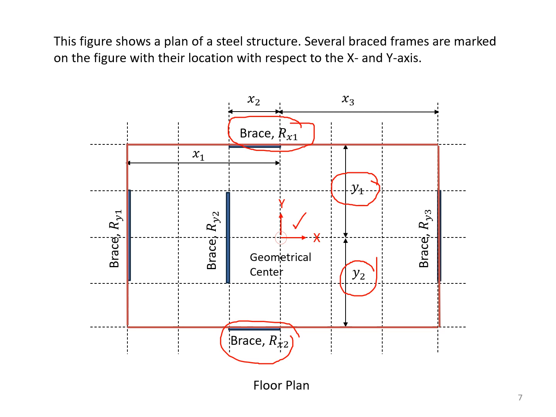And when you look at the y direction, we also have several brace frames with different rigidities and the corresponding distances designated as x1, x2, and x3, etc.